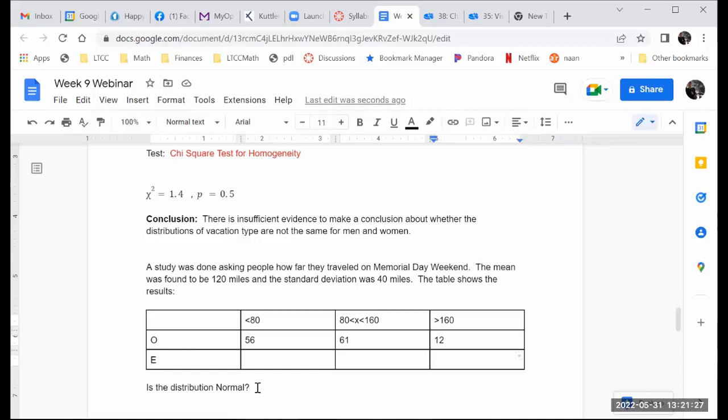All right, so I wrote down the observed. How do we find the expecteds? I wrote the observed already. How do we find the expecteds? How many would we expect to be less than 80? Well, a normal distribution is symmetrical. So you try to find the middle point first, right? Okay. Well, the middle point is 120. So you take standard deviations away from 120.